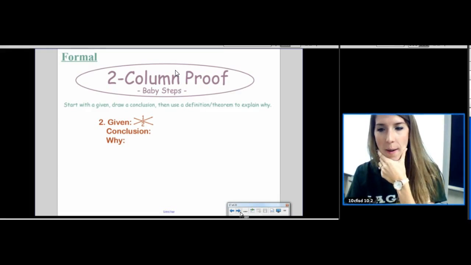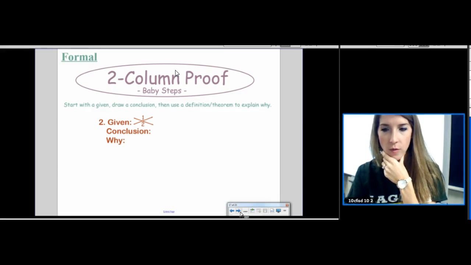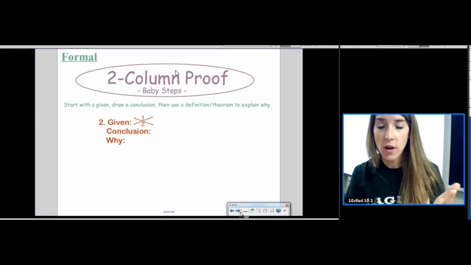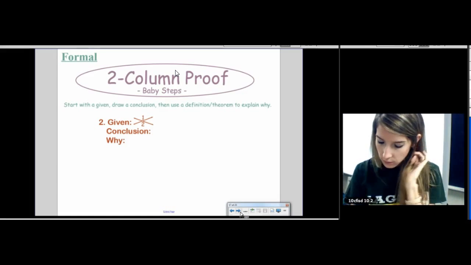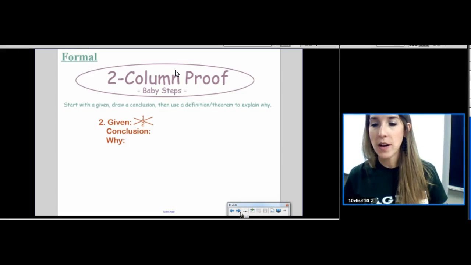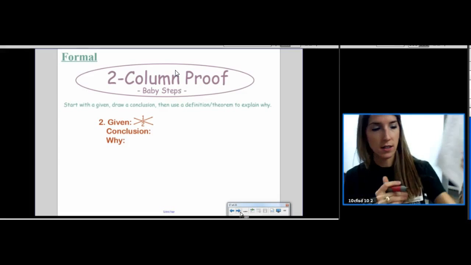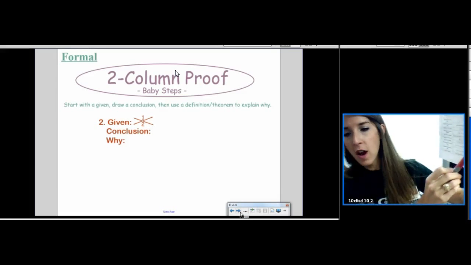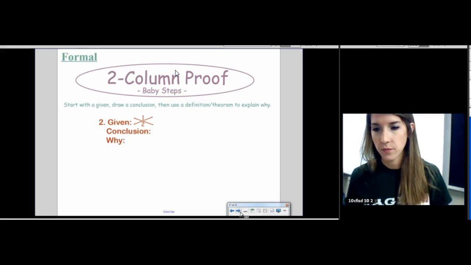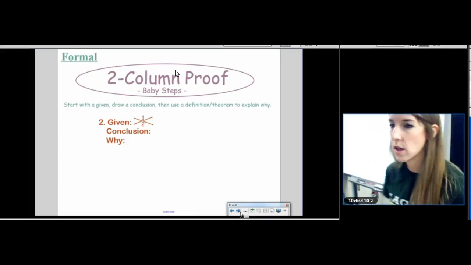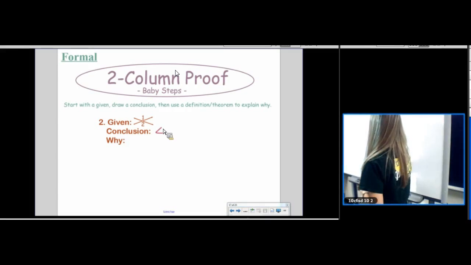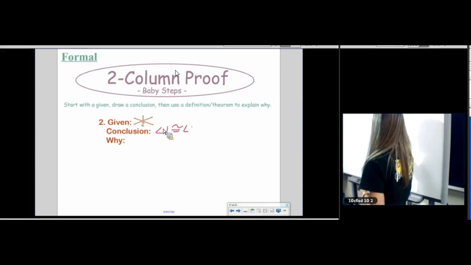What do we know about those angles? They are vertical angles. For our class, we're going to just count that in the given. Okay, guys, y'all are all saying number 20, but I want to know what the conclusion is. What comes after the comma? What's the conclusion? Good. The conclusion is angle 1 is congruent to angle 2.